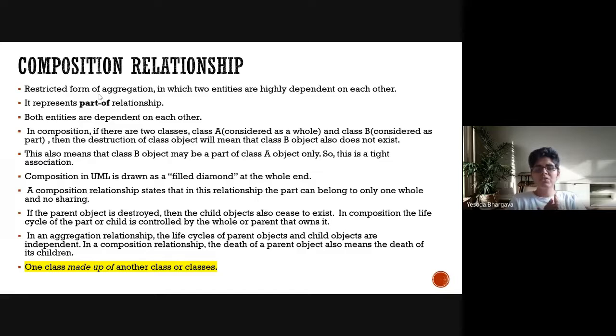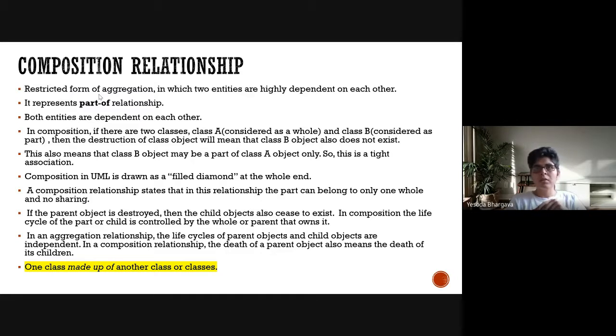Normally in composition, if there are two classes, say class A and B, and we consider class A as the whole and class B as the part, then the destruction of class A object will mean that class B object also does not exist. So the nature of relationship is very, very strong. For example, car and engine. A car cannot exist without engine, and engine is a very, very important part of the car. That is why the nature of relationship between, let's say, a car object and an engine object or class would be that of a composition.